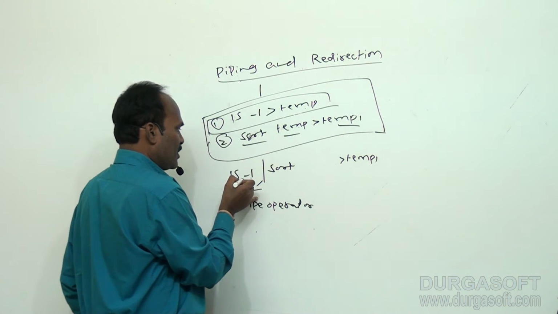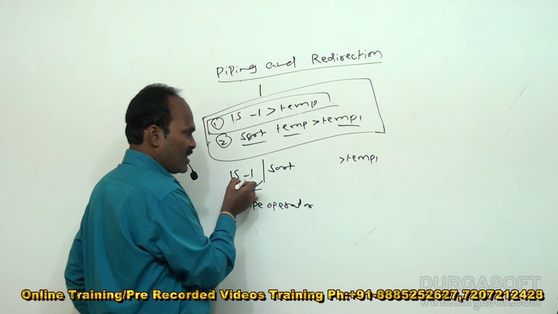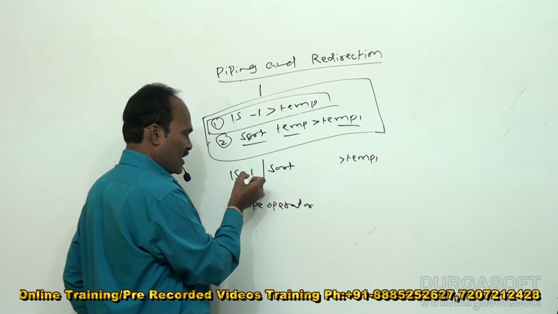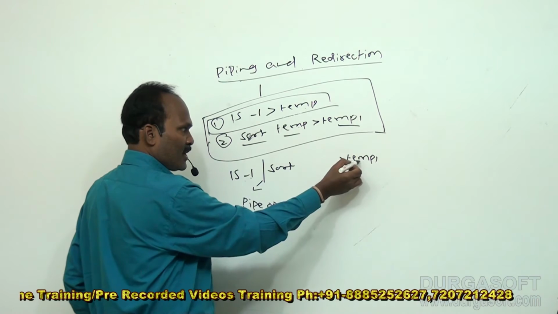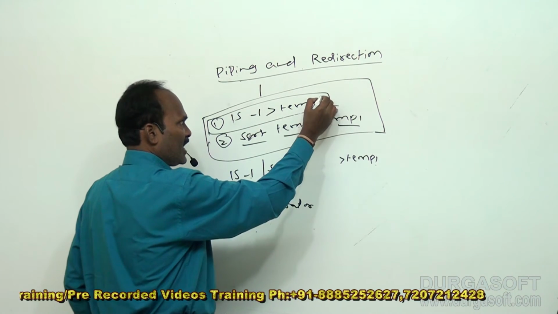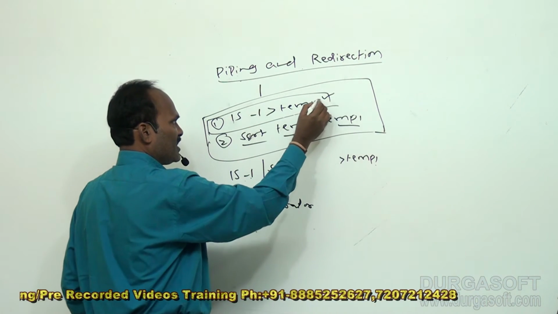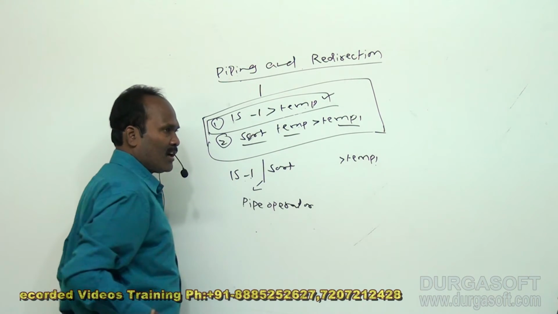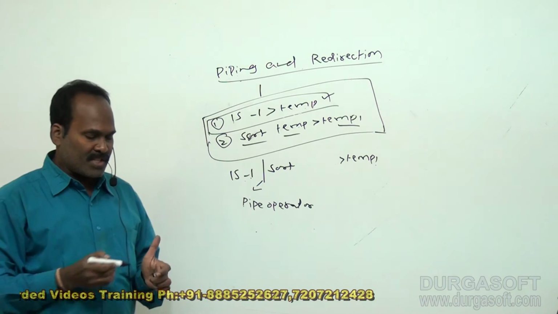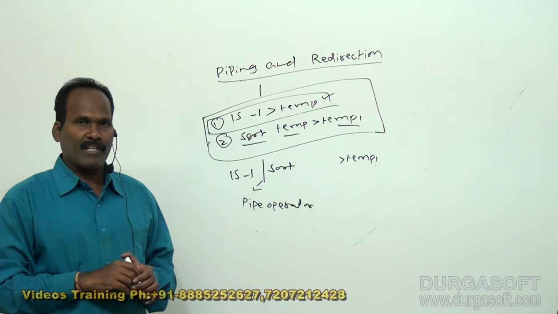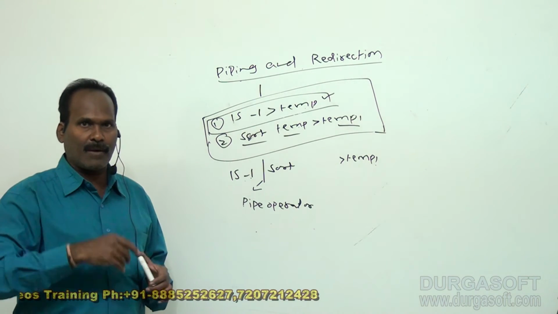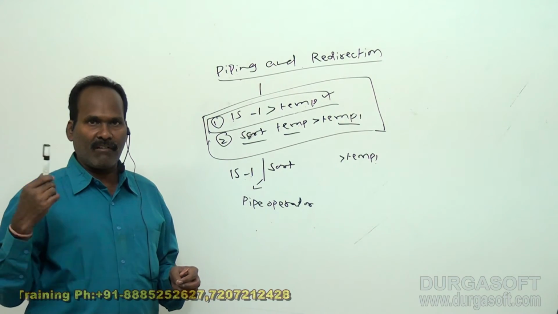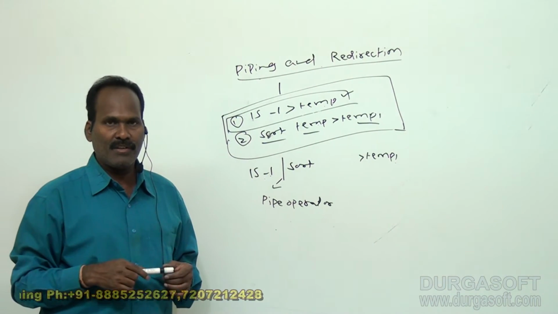Here, ls -l generates the long listing of files, the long listing is sorted, and the sorted output is stored in the temp1 file. You are not taking any temp file. Without the pipe operator there is an additional requirement of a temp file, and the number of steps also increases. So the main advantage of the pipe operator is that you can reduce the number of steps.